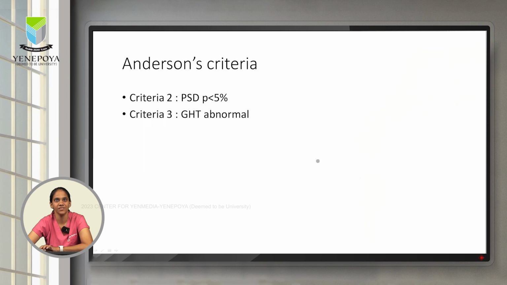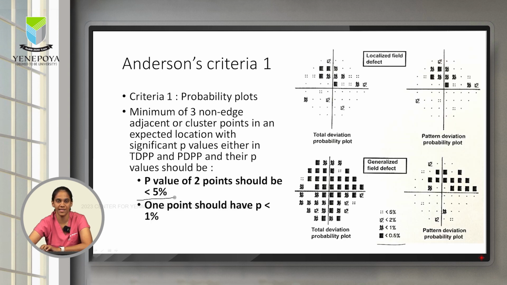So the second criteria is PSD P less than 5%. And then criteria 3 is your GHT is abnormal. So all these 3 comprise Anderson's criteria. Please remember, not 0.5, P less than 5 in 2 points and P less than 1 in 1 point, and 3 non-edge points. So that means in 24-2, do we consider the edge points? Yes, because you just remove the edge points in a 30-2, you get a 24-2. So in 30-2, you don't consider the edge points. That is why this 3 non-edge points is applicable only for 30-2. In 24-2, you consider the edge points also.